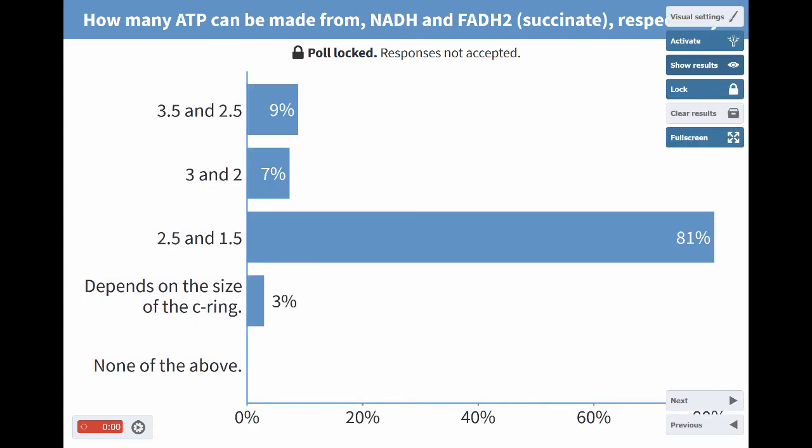81% of you say 2.5 and 1.5. 9% of you say 3.5 and 2.5, and then 3 and 2 is 7%. And then 3% say it depends on the size of the C ring. So 3% of you are right. So you people are like, well, yeah, you never said anything about a C ring. What the hell is a C ring anyway? I mean, you can't trick me like that. I know, I did though. I have to do it, okay?